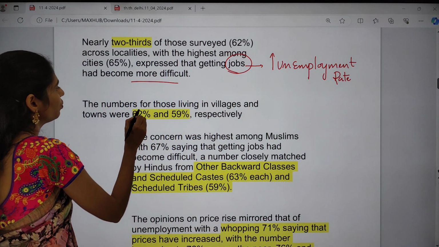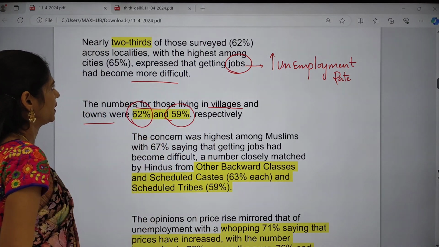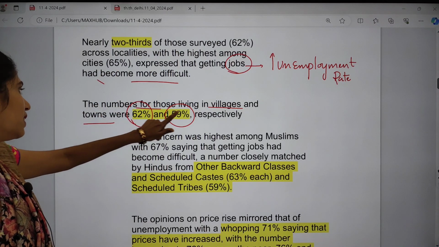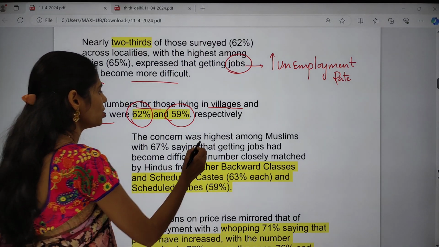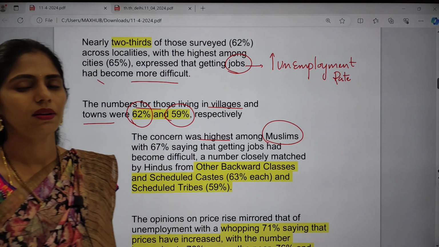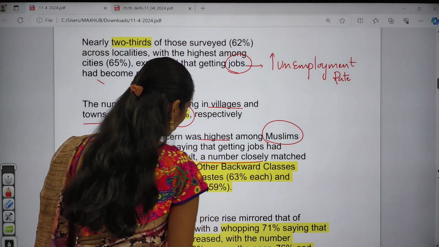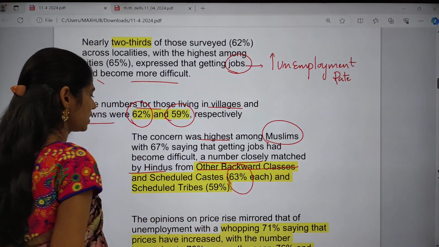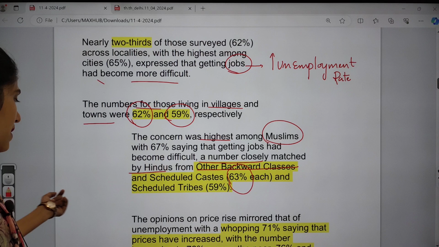And the next one is the number of those living in villages and towns, which is 62 and 59% respectively. So in urban areas it is 65%, in the villages it is 62%, and in towns it is 59%. The concern was highest among the Muslim community, around 67%, a number closely matched by Hindus from OBC. From OBCs it is around 63, and from scheduled tribes and scheduled castes we also have a similar percentage.